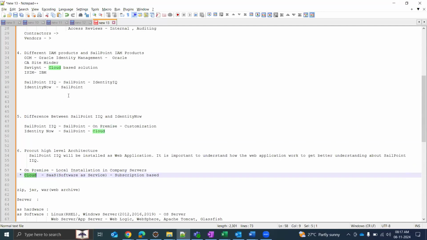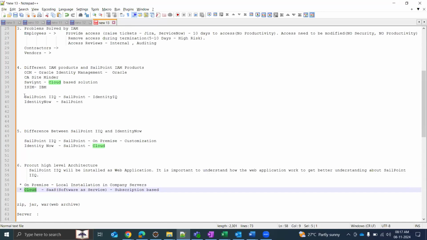Similarly, SailPoint IIQ is basically an on-premise solution. It means we get the SailPoint IIQ installer in our hand. We install it on the organization's servers, do the implementation, and take care of the maintenance like patching and upgrades, everything. So SailPoint IIQ is an on-premise solution.